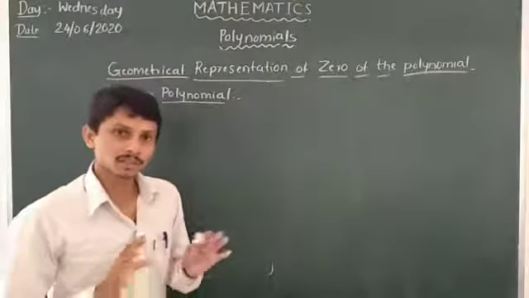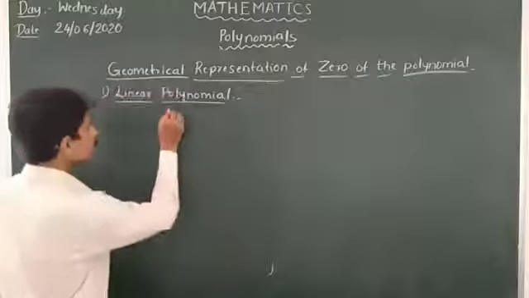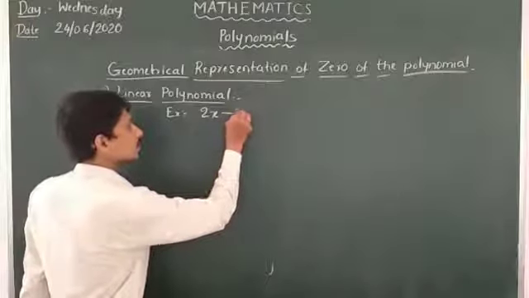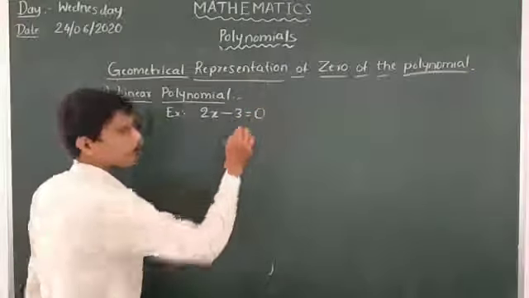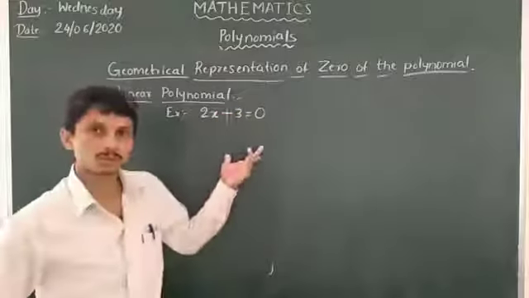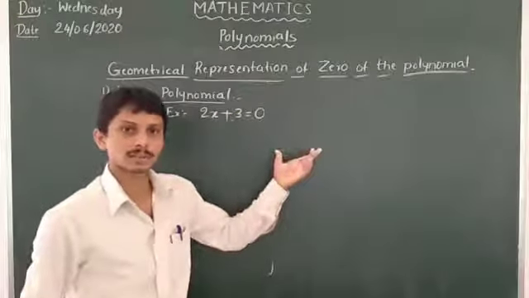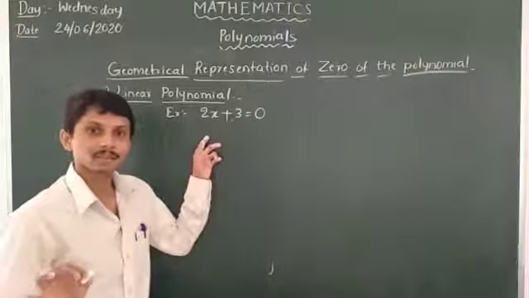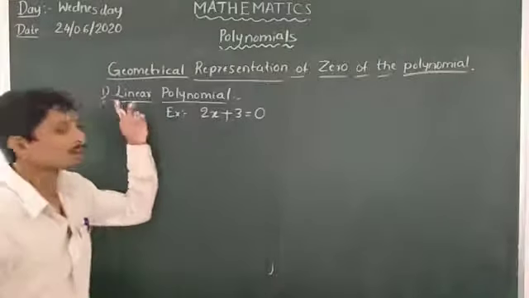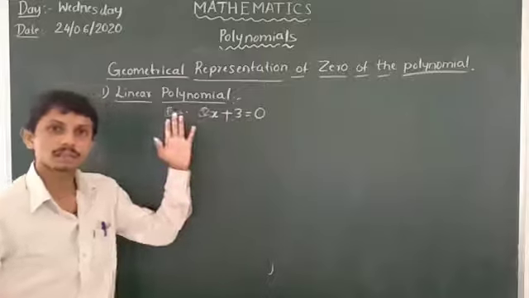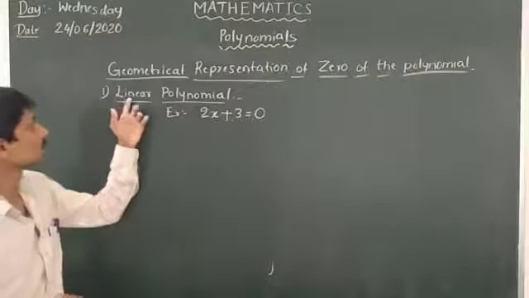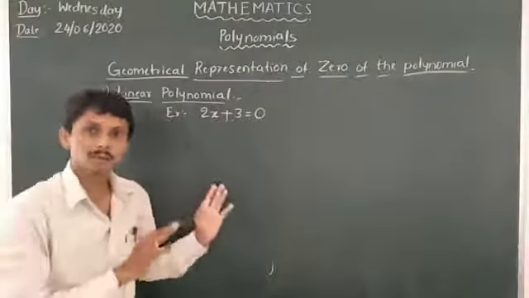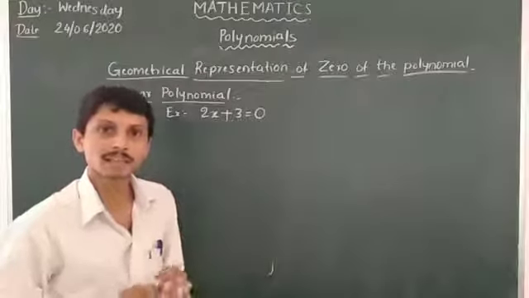So just observe that linear polynomial. For example, 2x plus 3 or 2x minus 3 is equal to 0. You can take any expression. This is in the form of y is equal to mx plus c, that is a straight line. The graph looks like a straight line. From the name itself, it indicates a straight line, because there is the term line here. So the graph of the linear polynomial looks like a straight line.